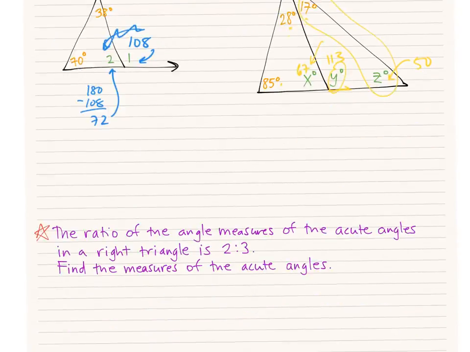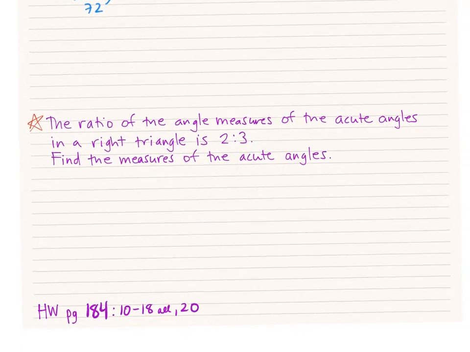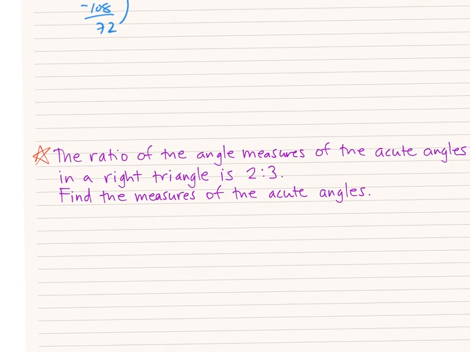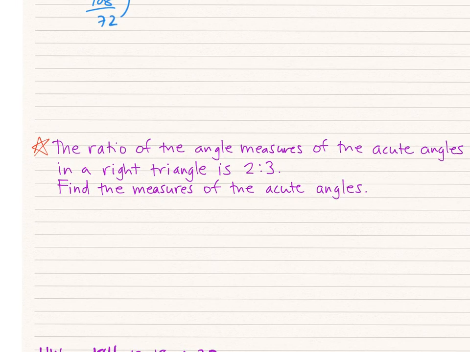Okay, and so this last one, I have a red star there for you to try on your own, but I'm actually going to do it with you. If you want to try it on your own, you can press pause, but I'm going to walk you through it. So this says the ratio of the angle measures of acute angles in a right triangle is 2 to 3. Find the measures of the acute angles. Okay, so we have a right triangle, which means one of the angles is 90. And so the other two are the acute angles, and their ratio is 2 to 3.